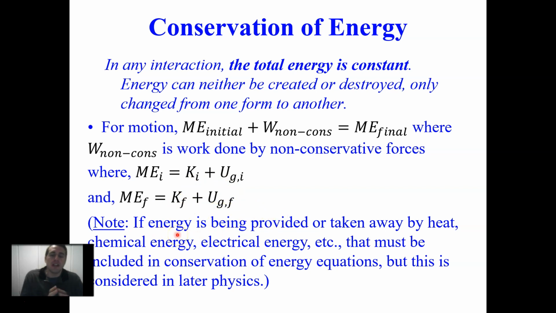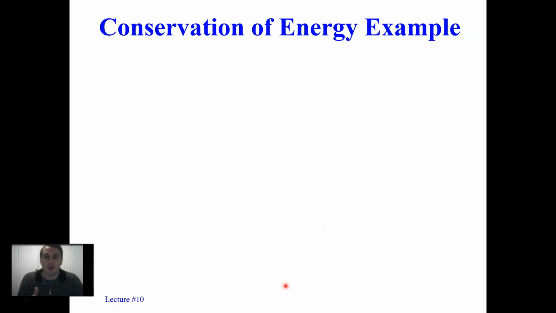By the way, energy is being provided or taken away, in this class, usually by work being the transfer of energy. Now, in general, in later physics, energy can be added or taken away by things like heat, chemical energy, electrical energy, even radiation, all kinds of things. And that would be included in your conservation of energy equations, but that would be considered in later physics. For the sake of this course, we focus on energy transfer due to work.